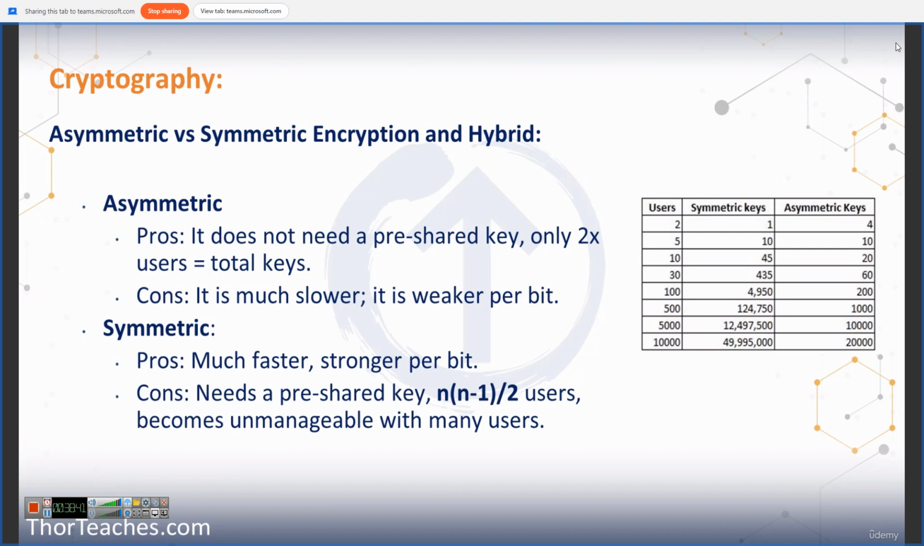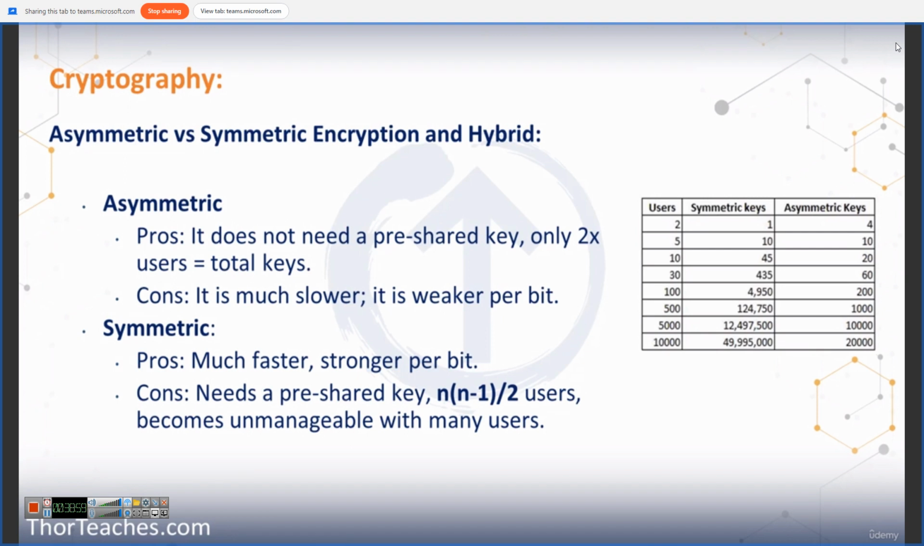So in the 1970s, multiple different types of asymmetric encryption were developed. That includes Diffie-Hellman from 1976, and RSA, which was named after its developers, just like Diffie-Hellman: Rivest, Shamir, and Adleman. And RSA was published in 1977.